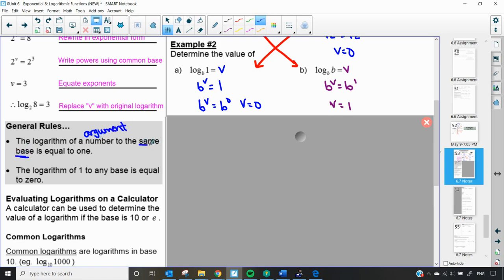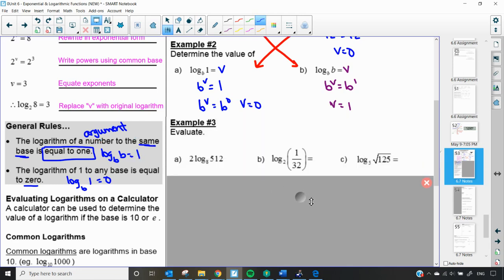So if our argument and our base are the same, we have a value of 1. So log base b of b equals 1. Now, the logarithm of an argument 1 to any base is equal to 0. So the log of any base with an argument of 1 is equal to 0. These are common statements for us to know and remember. They're not on your formula sheet, but they're ones that we use quite frequently.